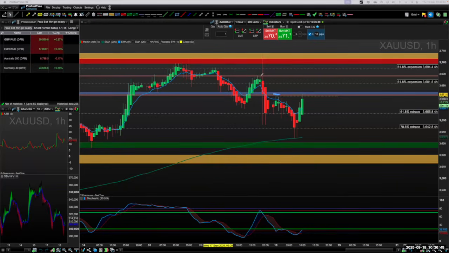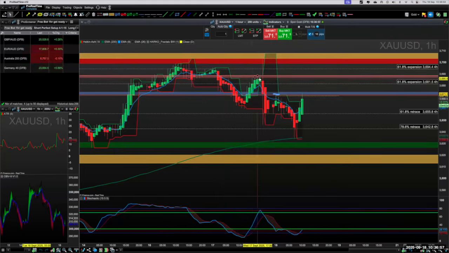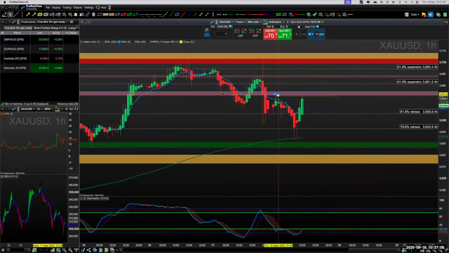So these are fractals as well. You put the fractal tool on, it'll show you the fractals. So you can see that there's a fractal here, fractal here, fractal here. If we break a fractal breakout and structural breakout, then you know you're on your way. Absolutely know you're on your way.